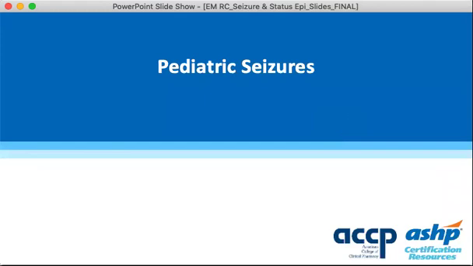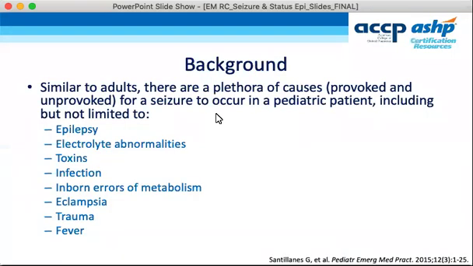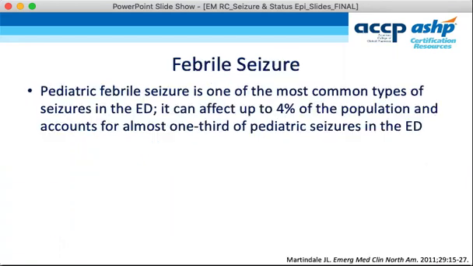So let's now move on to pediatric seizures. Similar to adults, there is a plethora of causes, both provoked and unprovoked, for a seizure to occur. Some of these are not limited to epilepsy, electrolyte abnormalities, I mentioned sodium, magnesium, toxins, infection, inborn errors of metabolism, eclampsia, trauma, fever are common causes.